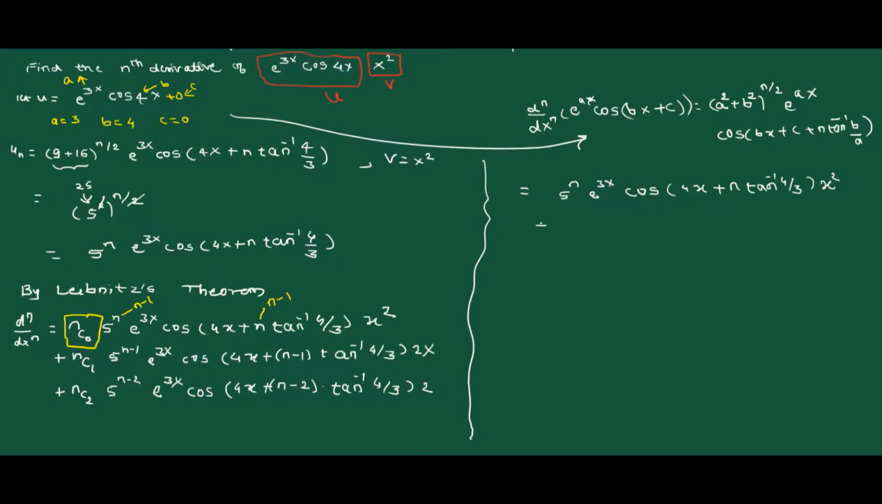In the next term, plus, next term you can write the value for nC1. What is the value for nC1? nC1 value is n only. Then I will write the last term. The last term is this 2x. This 2x I will write here only, that is 2x cos(4x plus (n minus 1) into tan inverse 4 by 3).